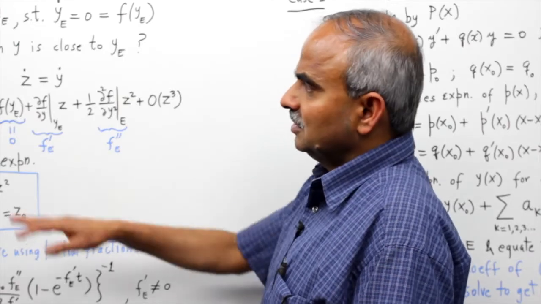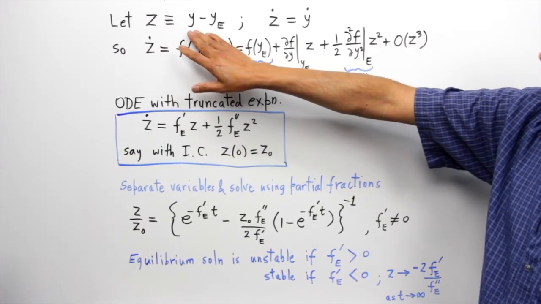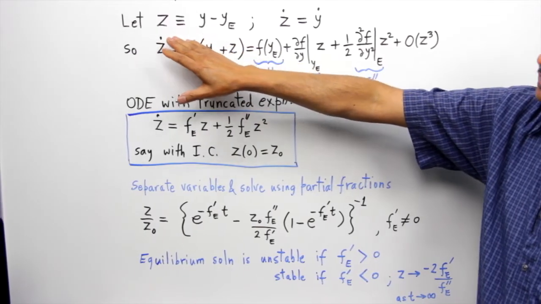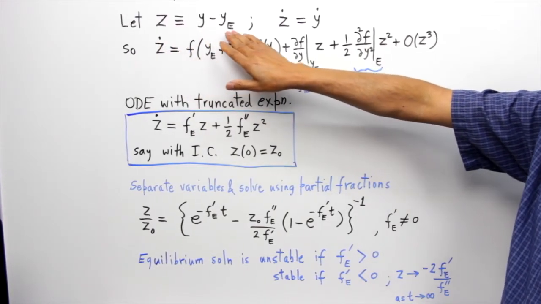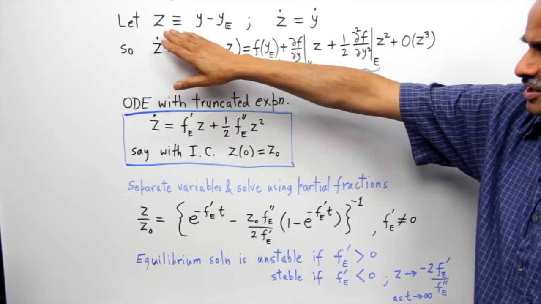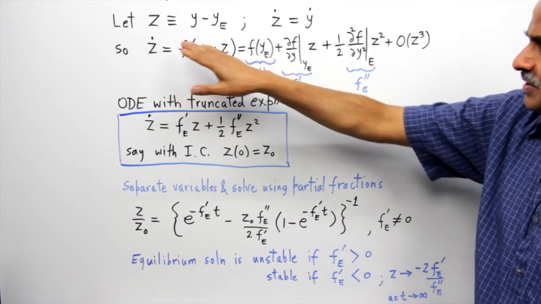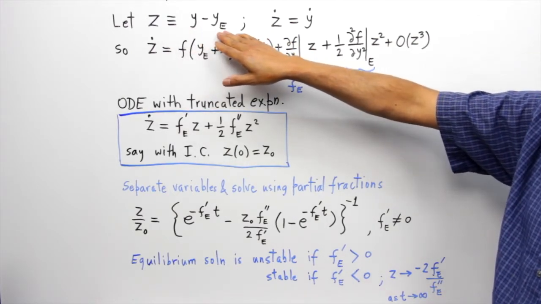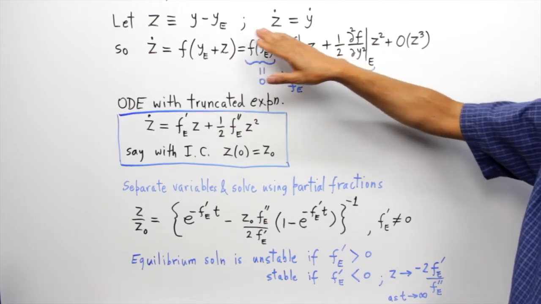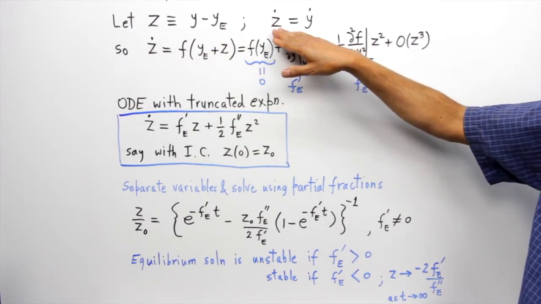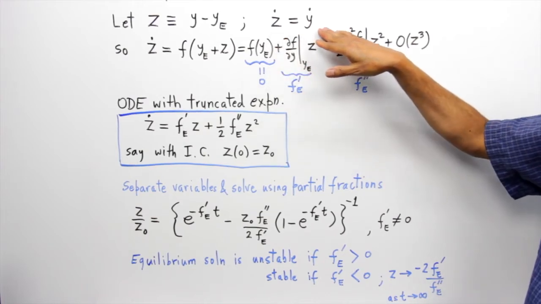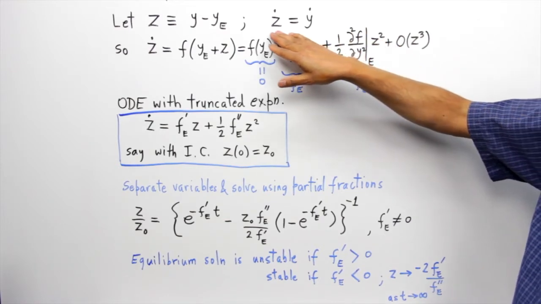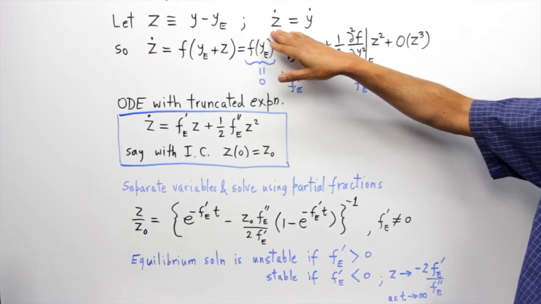To address this, let's consider that the solution y is close to ye, and therefore we explicitly define a new variable z, which measures the difference of y from ye. So y minus ye is defined as a new dependent variable z. And if we simply differentiate this with time, since ye is an equilibrium solution, it does not vary in time, taking the derivative of both sides will give us that the derivative of z in time is equal to the derivative of y in time. And this is something that is prescribed by the differential equation, and therefore we have the differential equation rewritten in terms of z.